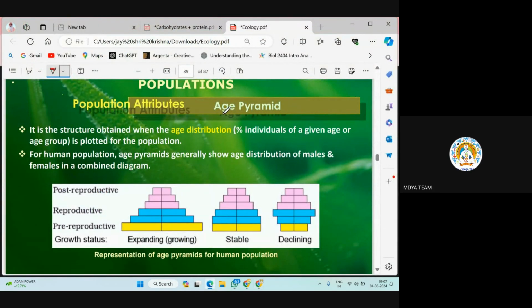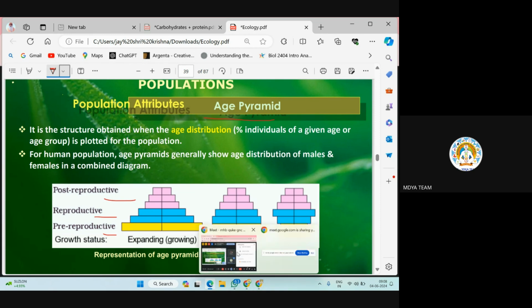So next is the age pyramid. The age pyramid has three things: pre-reproductive, reproductive, and post-reproductive. Pre-reproductive means here children will be more, then adults will be after that, and the old persons will be very few. So this is the way of expression. Three things are there.